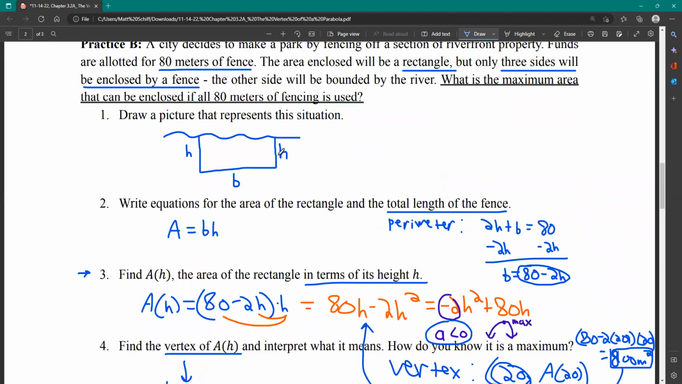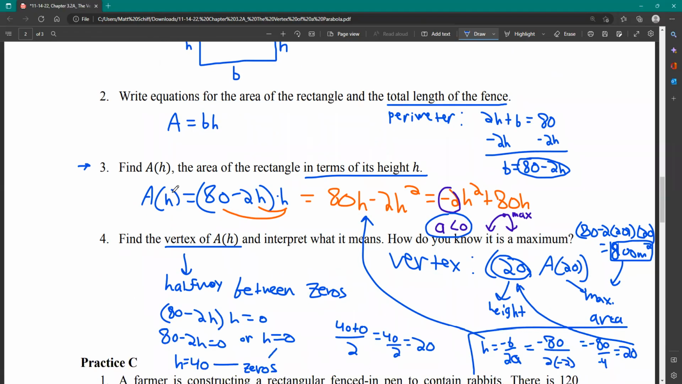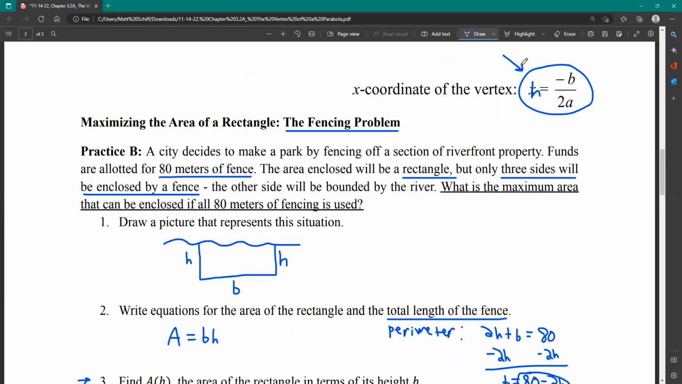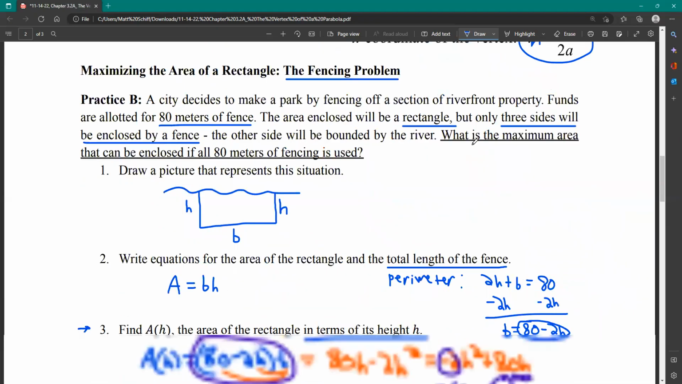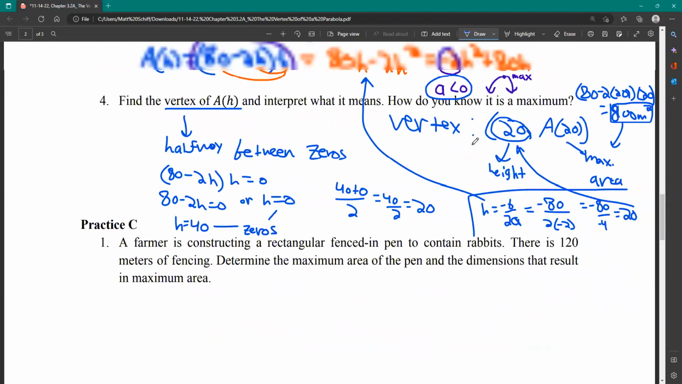Okay, so to summarize, you draw a picture, you write equations for the area and total length of the fence. You need that extra constraint because you cannot solve an equation in 2 variables. So the perimeter equation lets you solve for b. That allows you to find A in terms of h, and then either find the zeros and find that halfway point between them to get the h coordinate of the vertex, and then plug that into the area function to get the max area, or use this little vertex formula to get the h coordinate as well. Okay, and then you have some practice to do, because practice is a good thing, whether you know it or not.